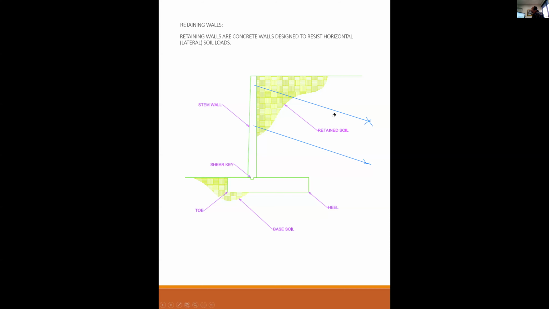Tonight's lecture, or the lecture for this class, is going to be much, much simpler. We're not going to deal with post-tensioned or anchored walls. We're just going to talk about cantilevered walls.